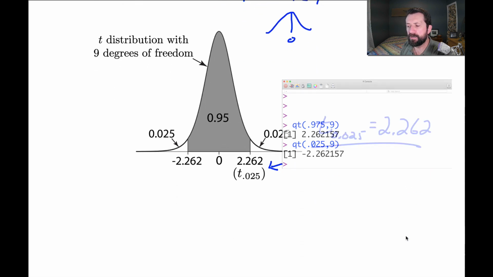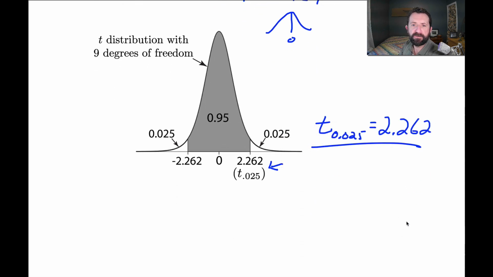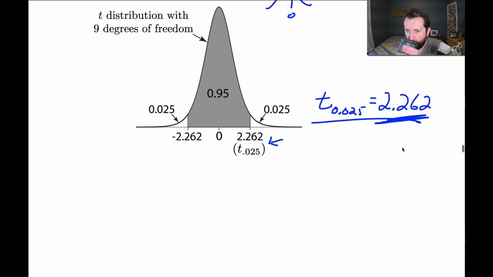Now, first blush, we might notice, if you're up to speed on things, the corresponding z value for a 95% interval is 1.96. This is bigger. More uncertainty, bigger t, larger margin of error, wider interval, accounting for the extra variability that is necessitated by using the sample standard deviation in place of the population standard deviation.